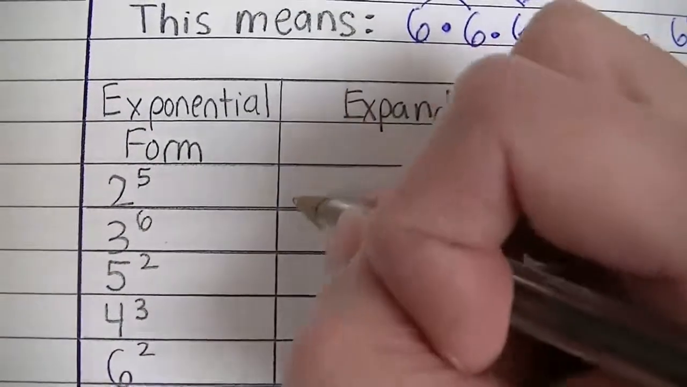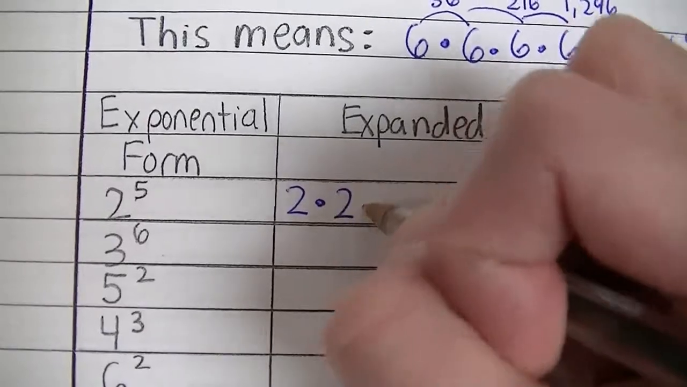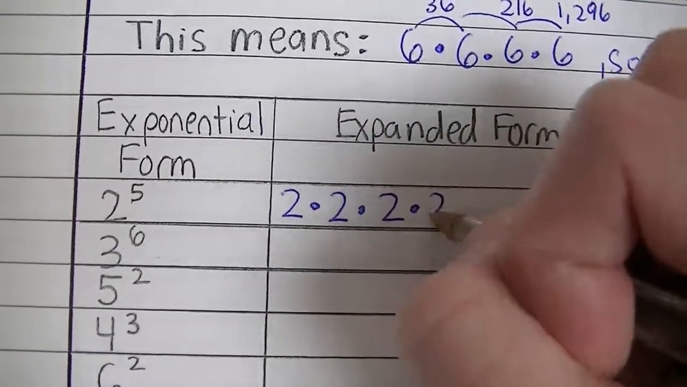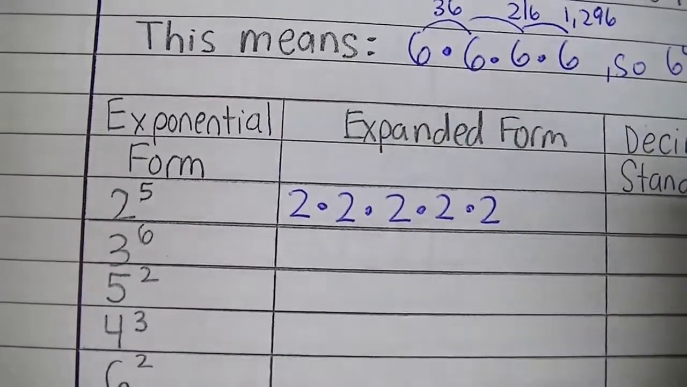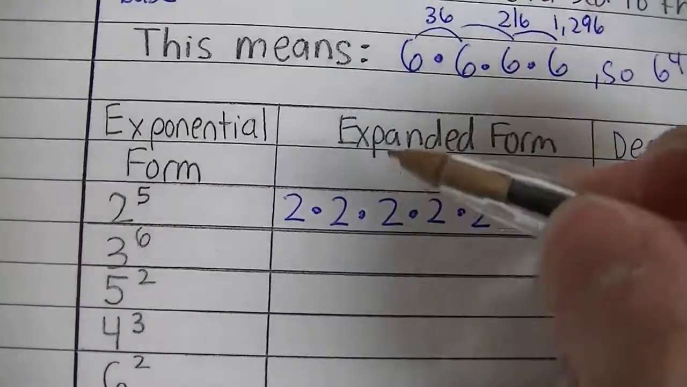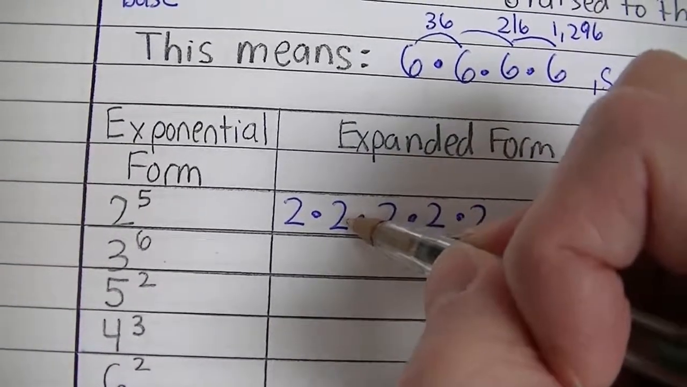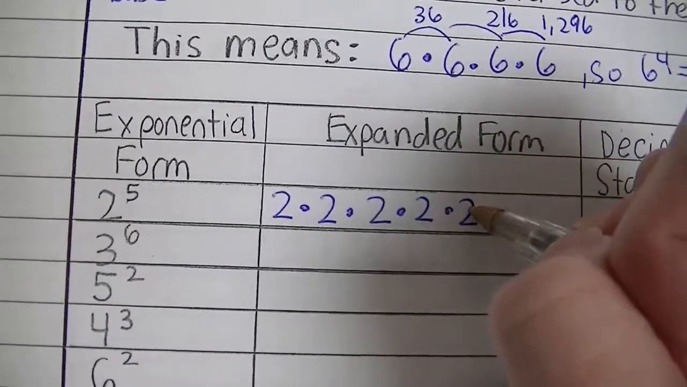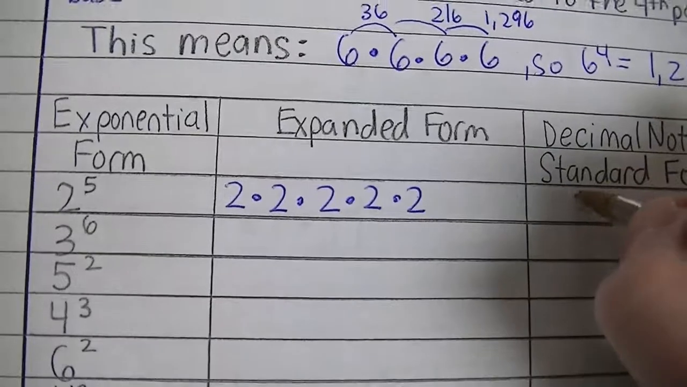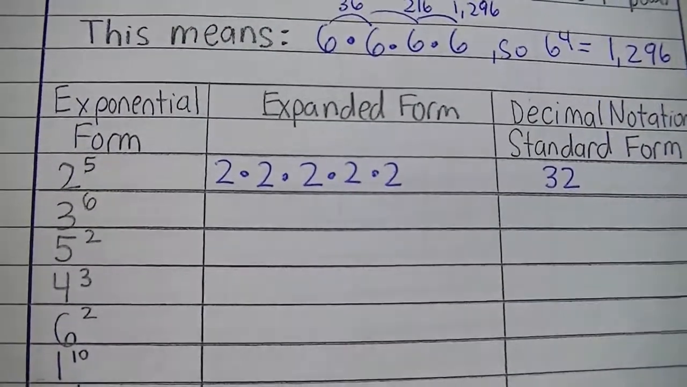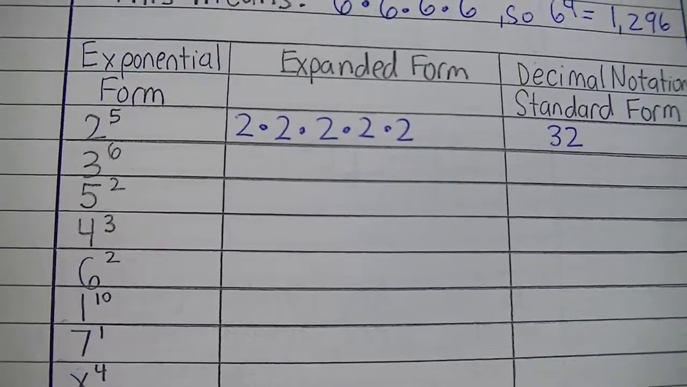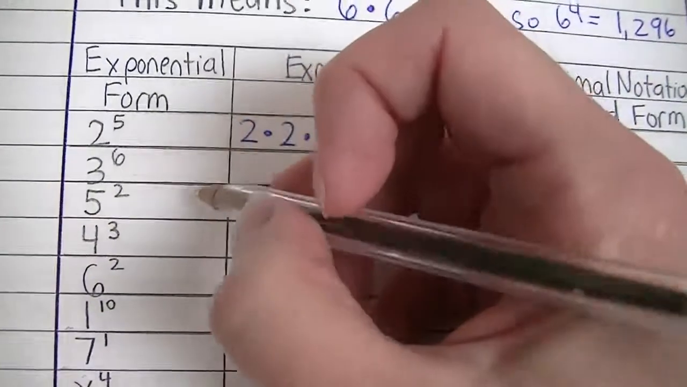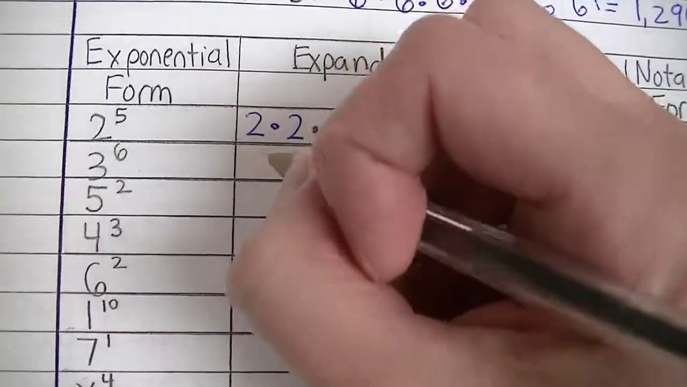Okay, so 2 to the 5th power would look like this. You're going to multiply 2 by itself 5 times. Okay? And you can kind of work it out. 2 times 2 is 4, 4 times 2 is 8, 8 times 2 is 16, 16 times 2 is 32. So 2 to the 5th power is 32. At any time, please feel free to pause the video so you can check your answers, or do it yourself and then check your answers.